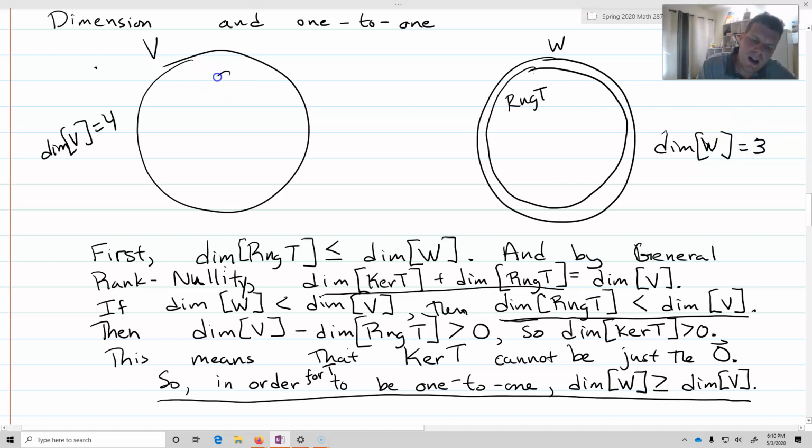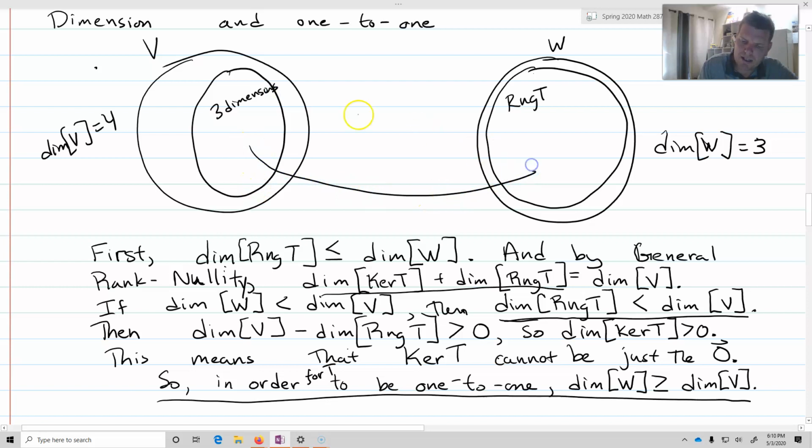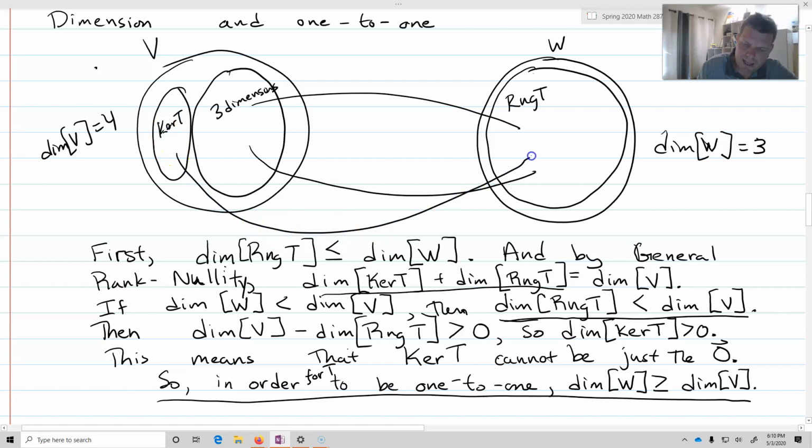So 3 of the dimensions, okay, so we're going to take 3 dimensions in V, are going to map onto non-zero values, at most, okay? And one of those dimensions has got to be that kernel of T, okay? And it's going to map onto the 0 vector here in the range, all right?